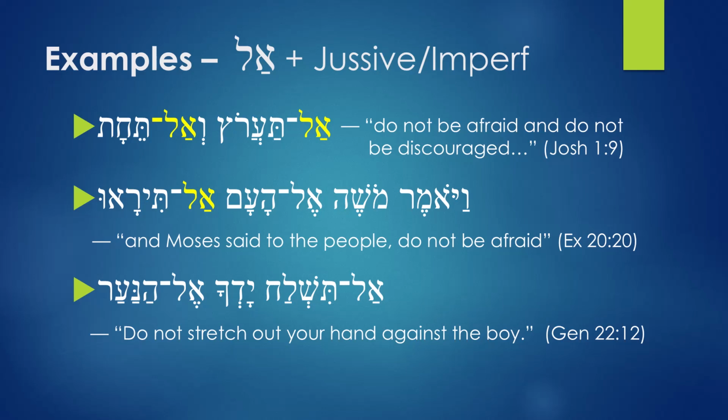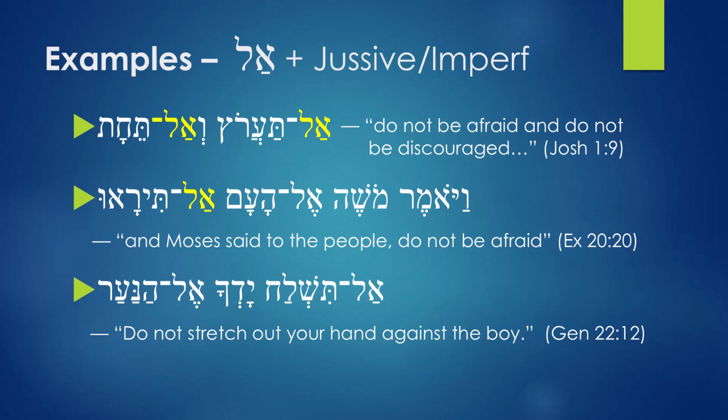The first example we have al tira ve'al techat. Here you have al on tira, and you have al on techat. Now remember, when al is used with the jussive or the imperfect, al is showing a temporal situational command. The prohibition is temporal, it's for that specific moment. It's situational. It's not eternally binding.